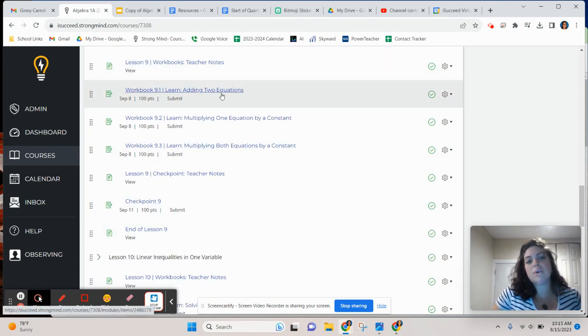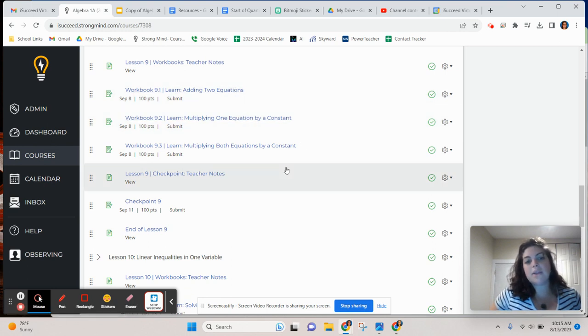Lesson 9, again, 3 workbooks, a checkpoint, and that one's pretty self-explanatory. You're taking your 2 equations, learning how to add them, and then multiplying them.